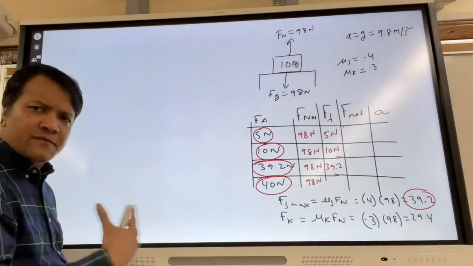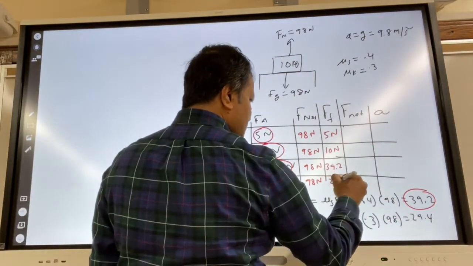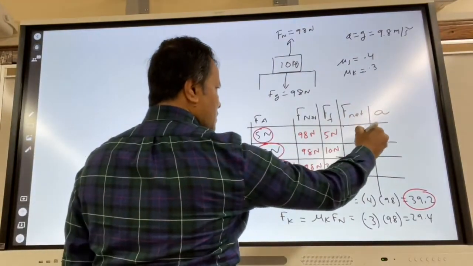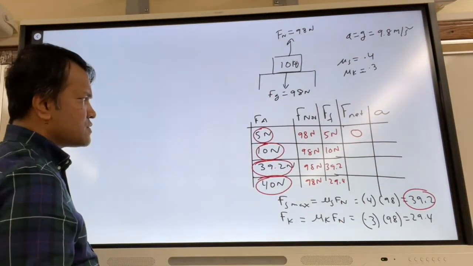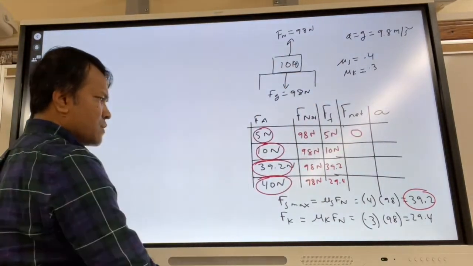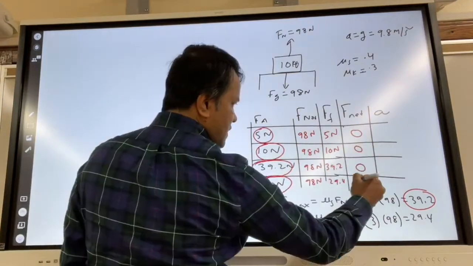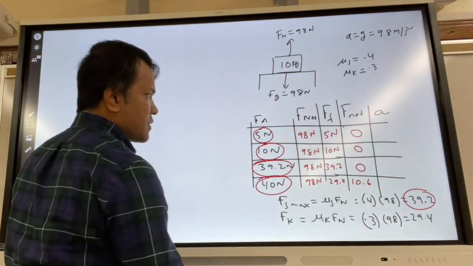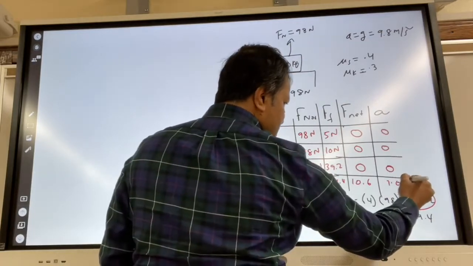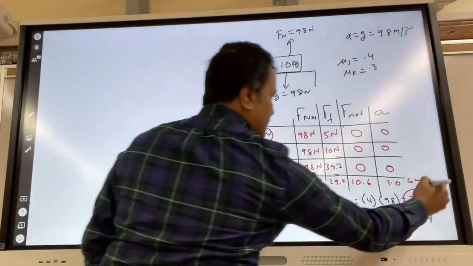So the kinetic friction takes over. So the friction is 29.4. Okay, net force is 0. Why is the net force 0? Because applied force minus force of friction is 0. So acceleration would be 0. Acceleration would be 1.06 meter per second squared. Okay, good.